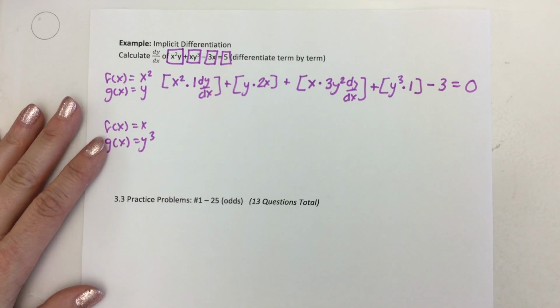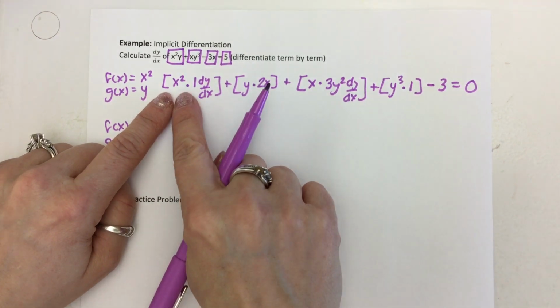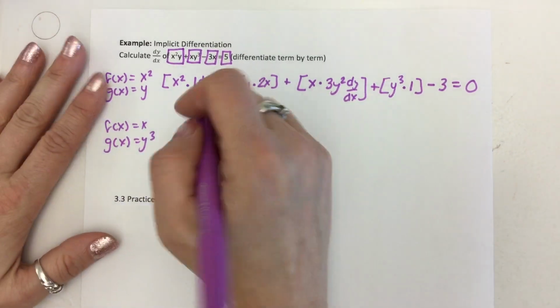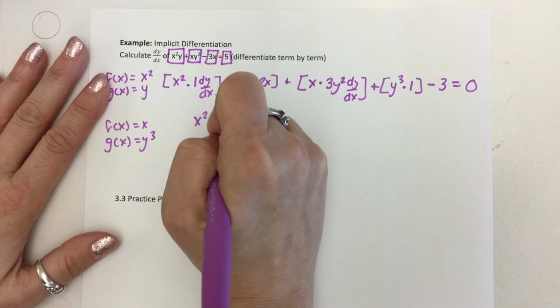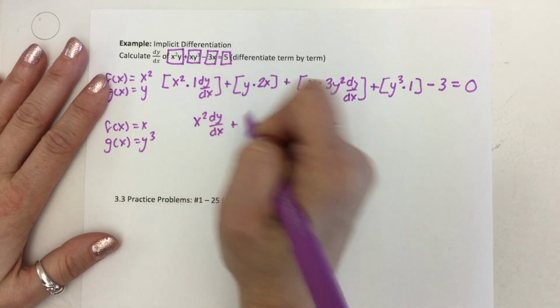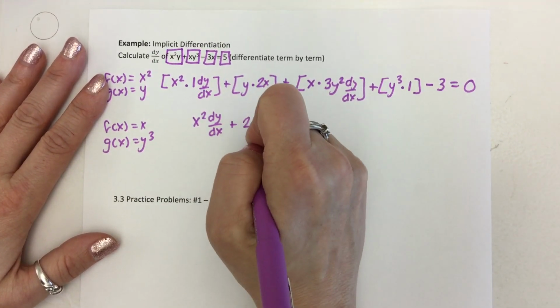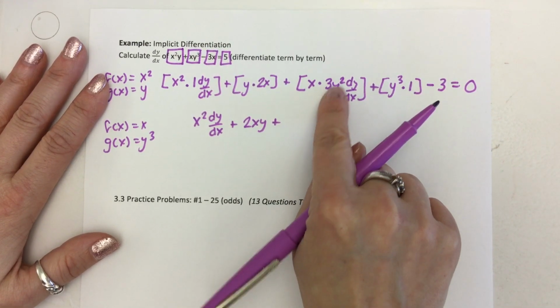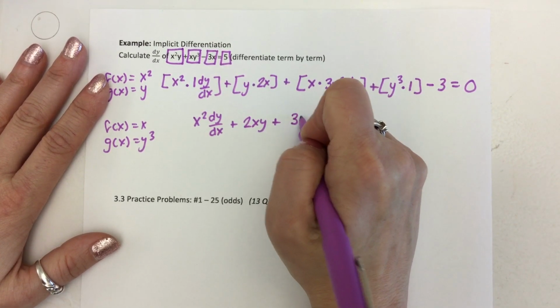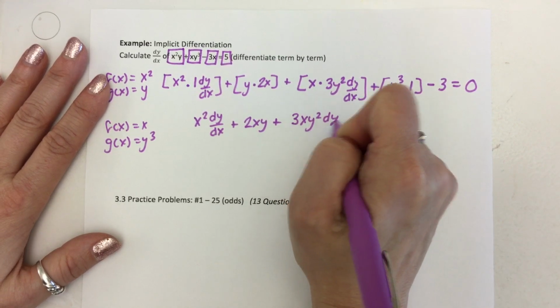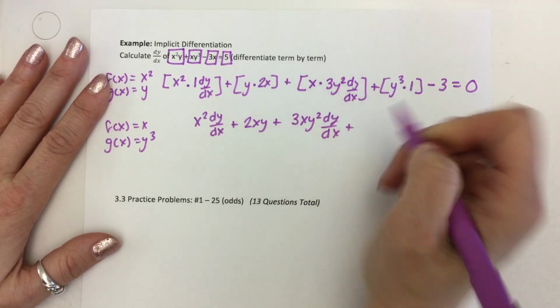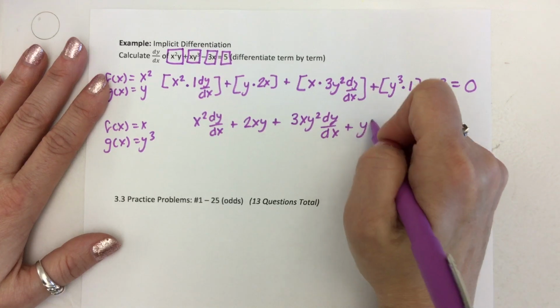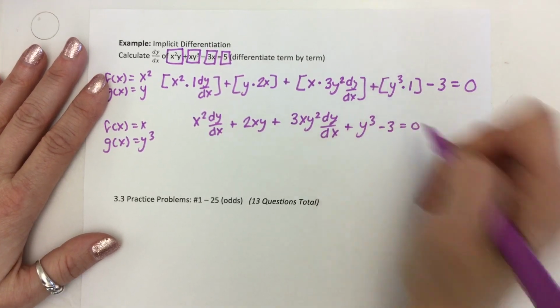You guys, this is wild, but we can totally do this. Now this is a product. x squared times 1 is just x squared. That's connected to dy over dx. Plus y times 2x, that's 2xy. Plus 3y squared times x is 3xy squared. That's connected to dy over dx. Plus y cubed times 1 is y cubed, minus 3 equals 0.